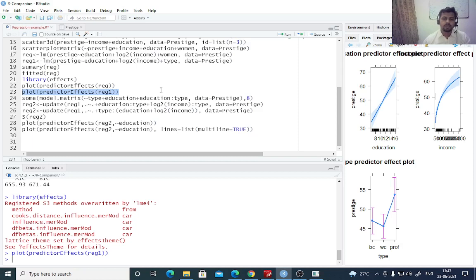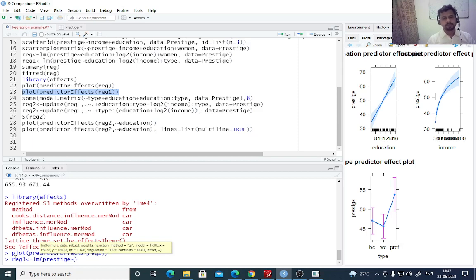So now what I do is I introduce an interaction term of the factor variable that you have with the education and income explanatory variables. You can simply go back and run a regression again. So I run regression with lm, and I want to have prestige against.